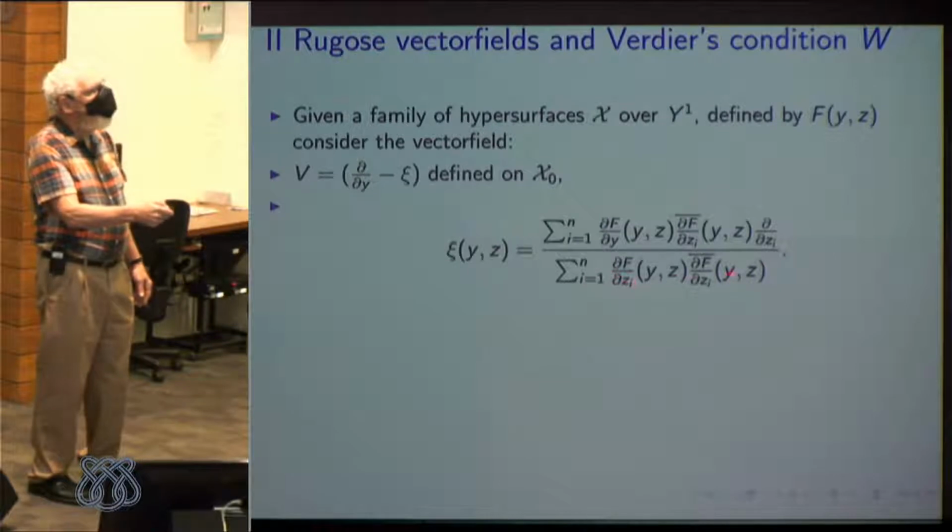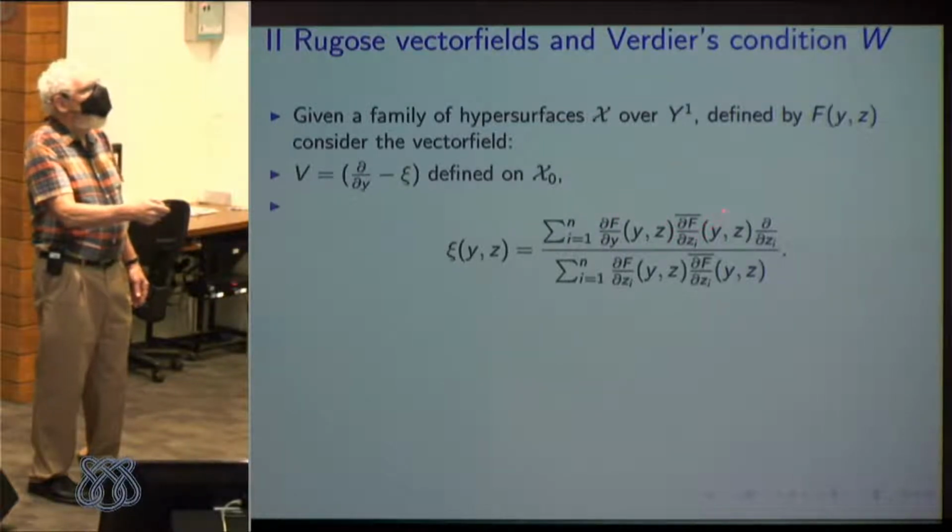Down here we have the norm of the partials of f with respect to the z variables. Here we have the partial of f with respect to y. That's in every single term. And then here we have the complex conjugate of the partial of f with respect to z_i.